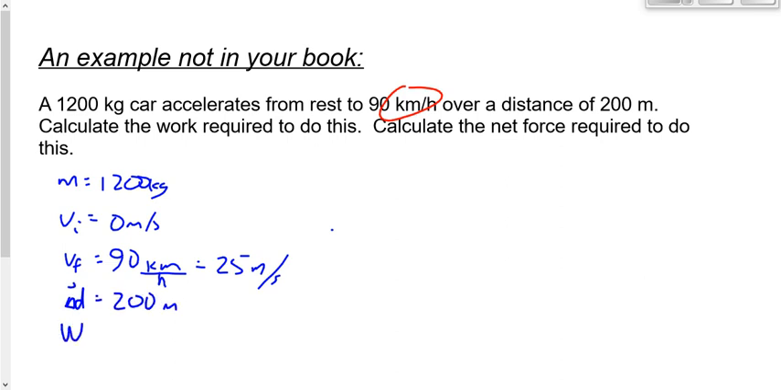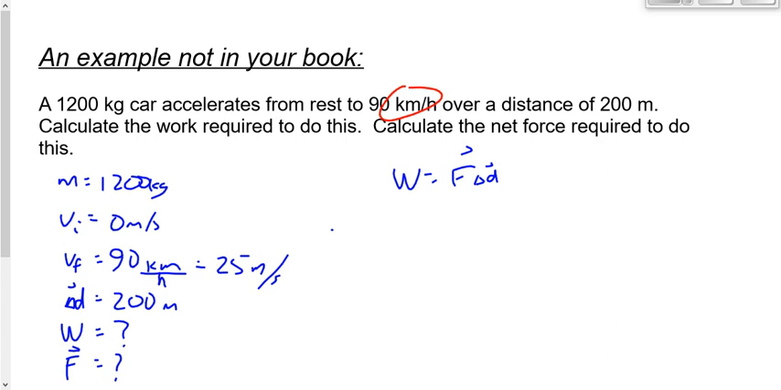And I want to find the work done, and I want to find the force required to do that. Any ideas? Well, we'd love to say for work, W is equal to F times D, right? That's a valid equation. Sure it is. But what's the problem with that to find work? I don't know what F is. So I can't do that.